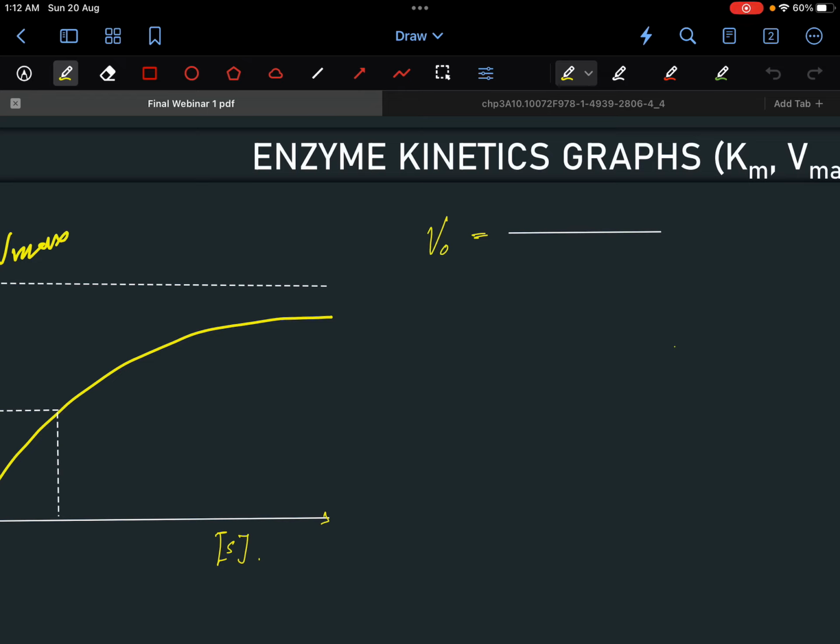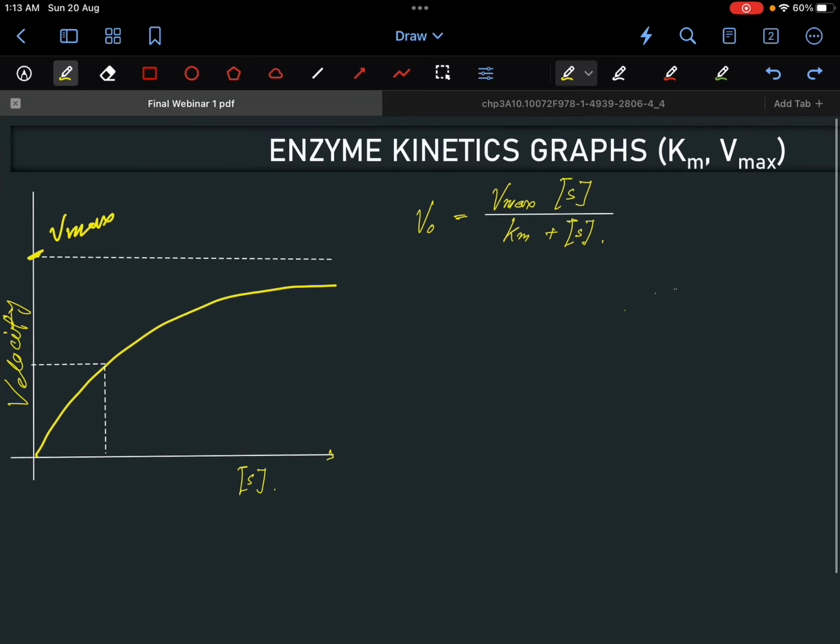And the equation is V0 equal to Vmax into substrate concentration, over Km plus substrate concentration. This is the Michaelis-Menten equation. We all know that. And this is the Michaelis-Menten plot. From this plot, it is very hard to interpret anything other than Km.